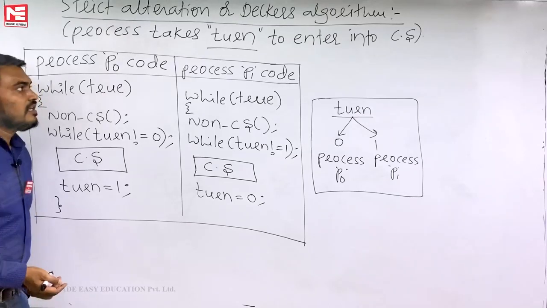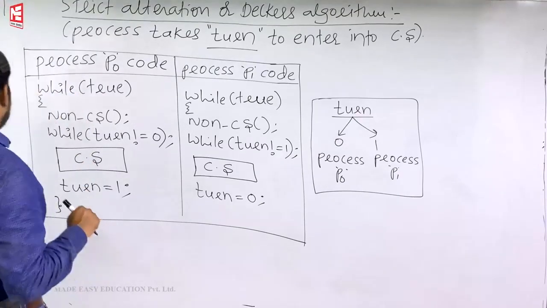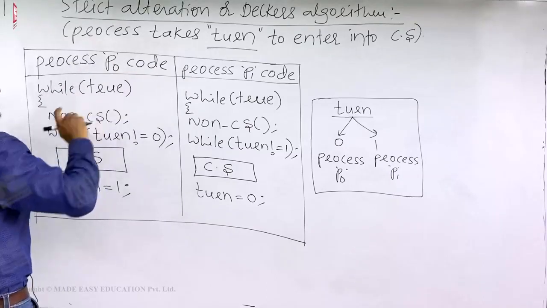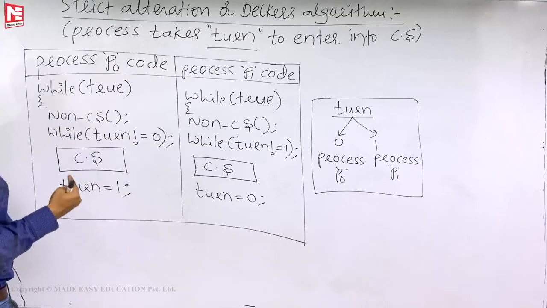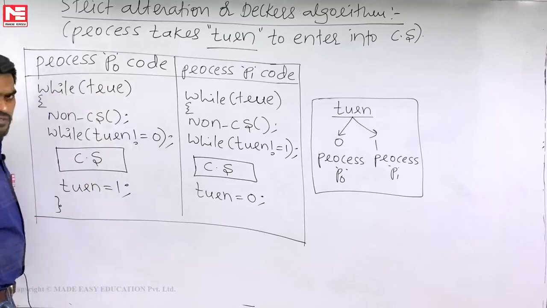Is that clear? Right. So I'll just go to the code first. Process P0 code: while true. While true is an infinite condition. While true means whenever it is scheduled, it will execute. That is the meaning of that.